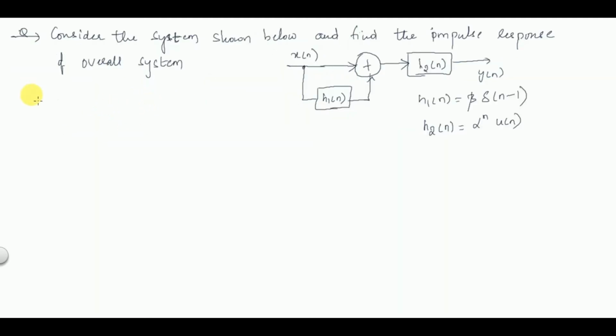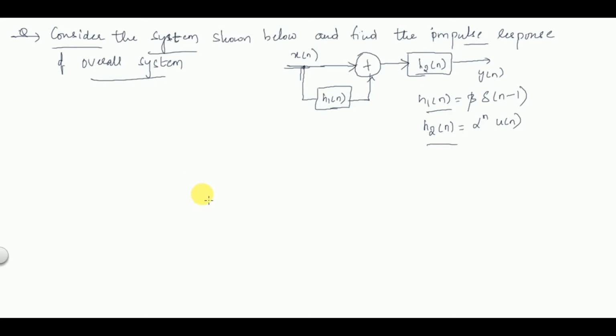We'll see one question on this. He has given, consider the system shown below. This is the system you are given, with some values of h1 of n and h2 of n, and you are asked to find the impulse response of the overall system.